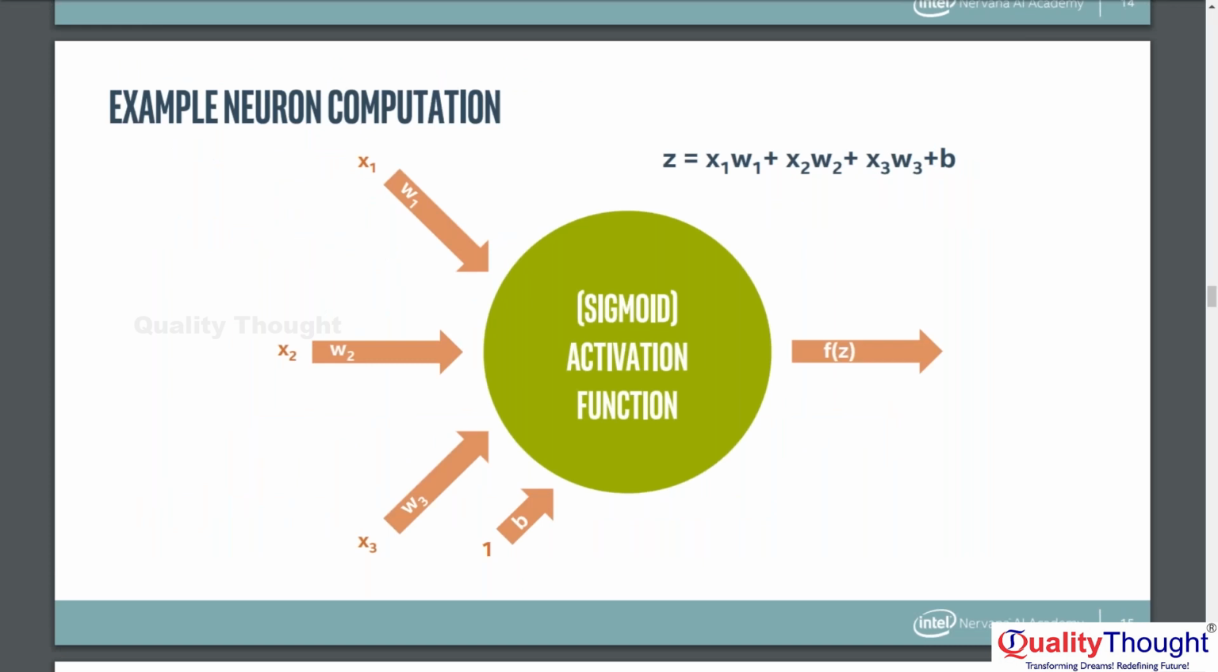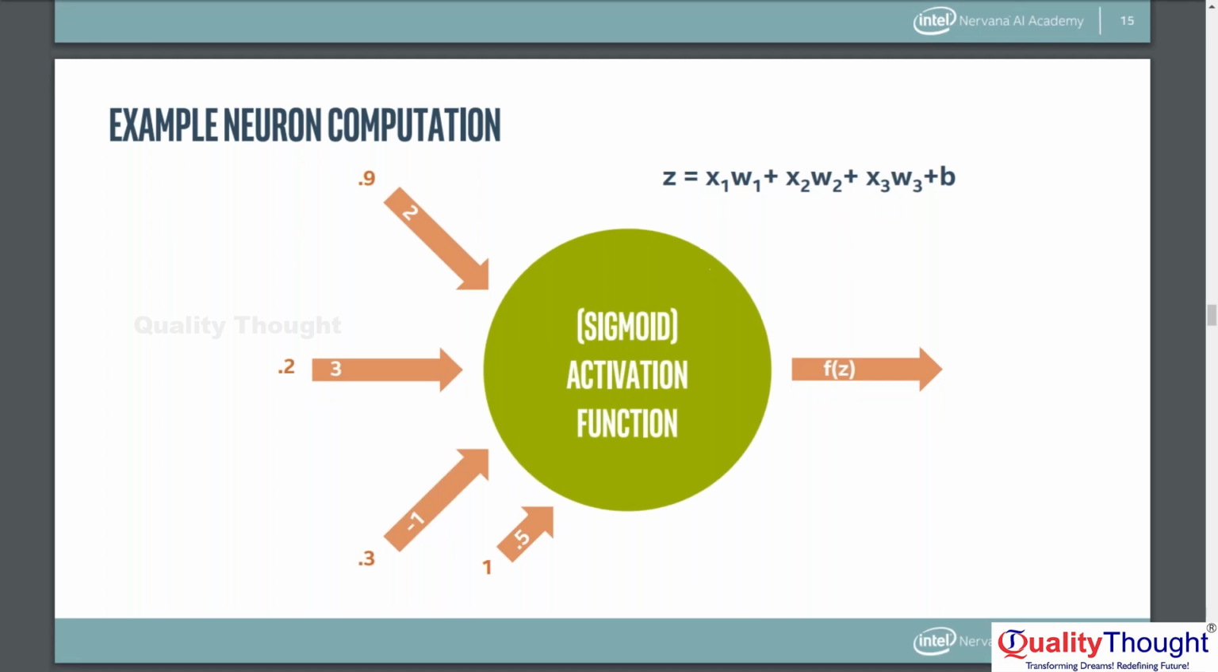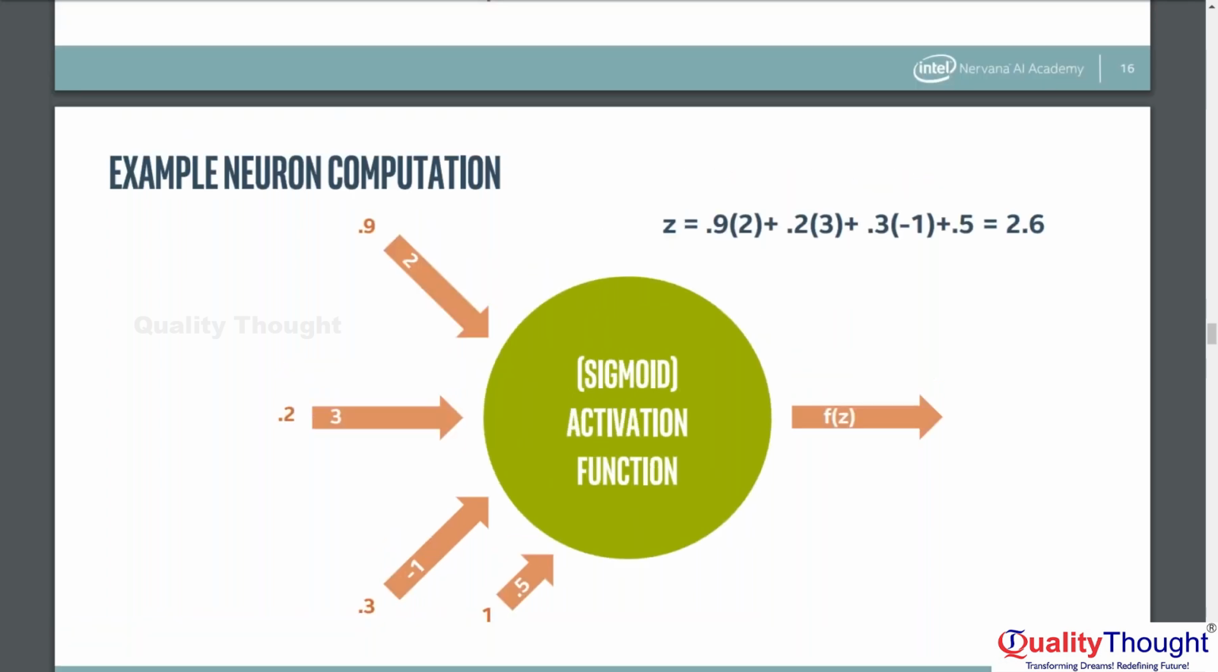Now the sample neuron computation: we are mentioning the sigmoid function as the activation function and converting that part. You could see that I have different input values here: 0.9, 0.2, 0.3, and 1. And here I have different weights: 2, 3, minus 1, and 0.5. Now let us understand. If you calculate this, we get a z value equal to 2.6.